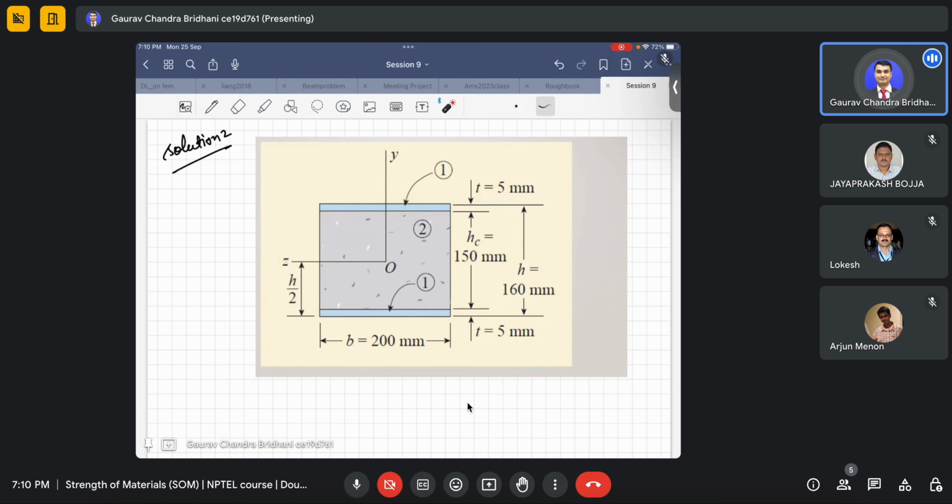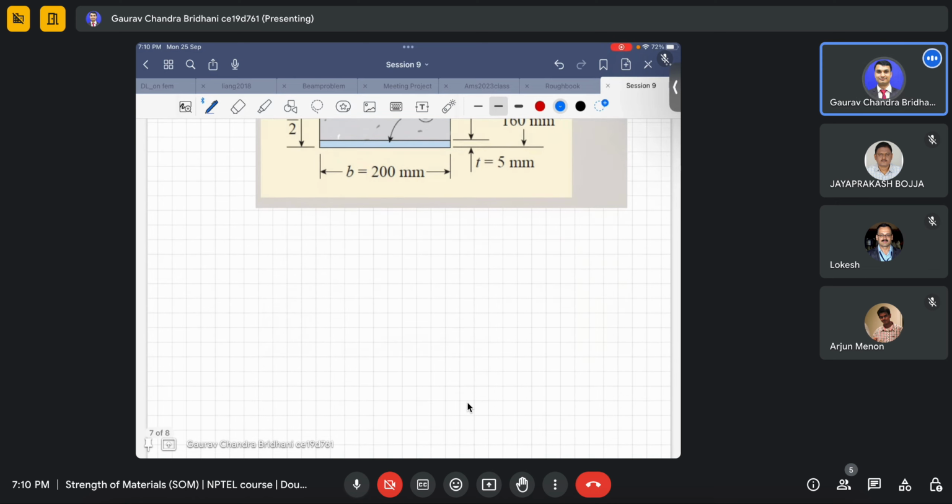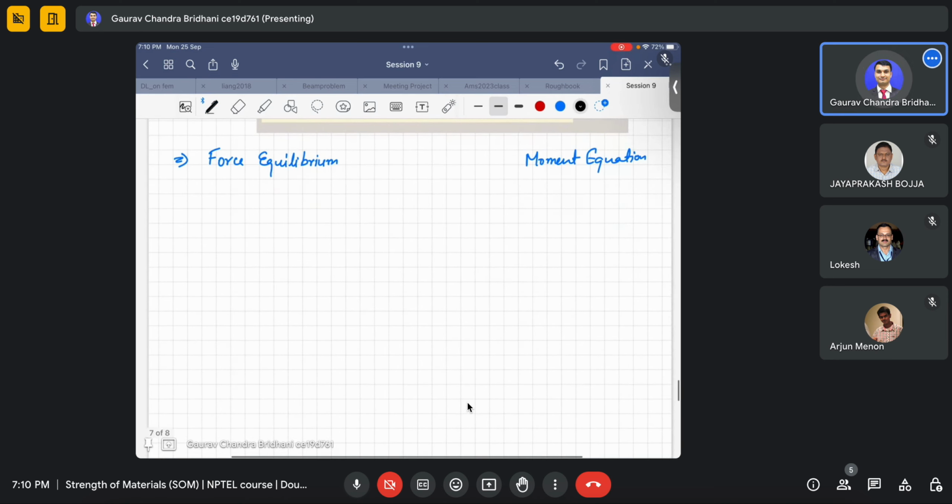So we have to first ascertain where the neutral axis will be, and I told you at the start of the session that we have two different things which we can use. The first is the force equilibrium, and another is the moment equilibrium or moment equation, whatever you say. We have these two only. So in this case, now let's draw the cross section.